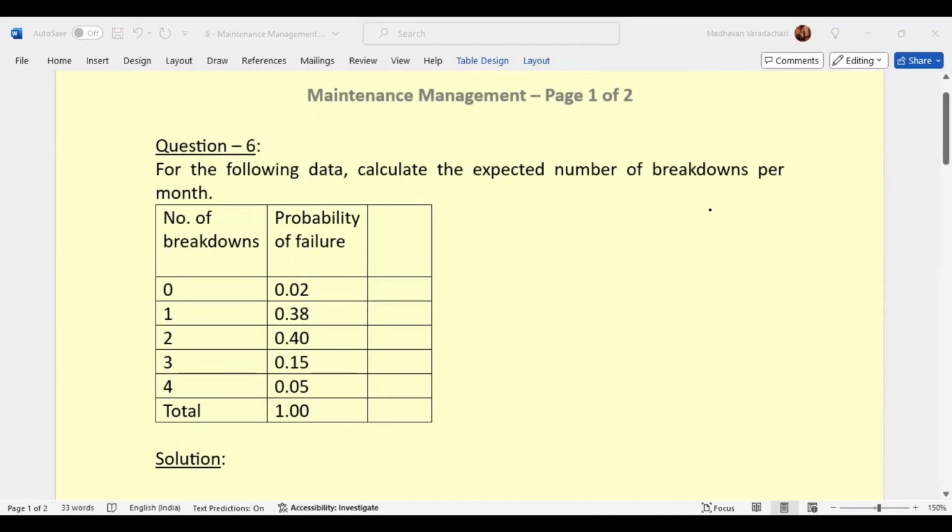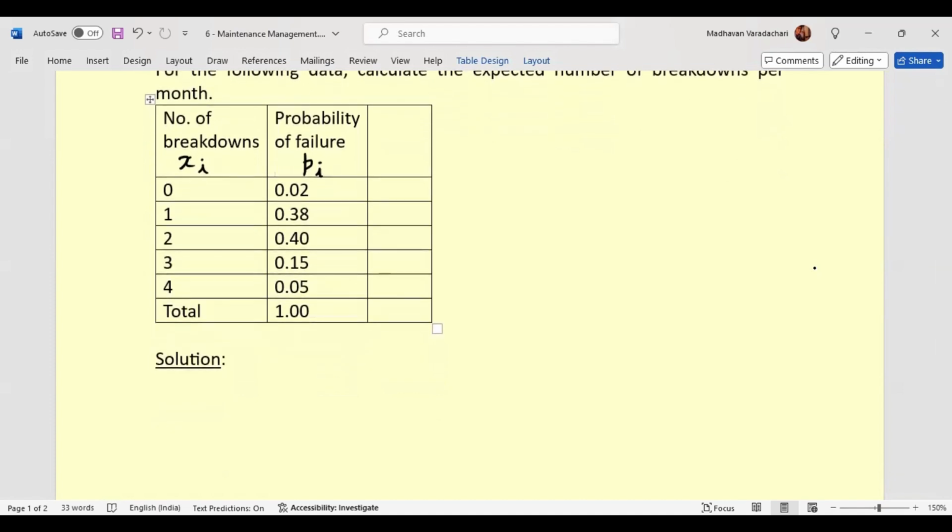This is question number 6 related to maintenance. For the following data, calculate the expected number of breakdowns per month. So the number of breakdowns, we'll consider it as variable X. And the corresponding probability, we'll consider it as variable Pi. So expected number of breakdowns can be calculated as, it's nothing but expected value, which we call expectation of X, which is nothing but summation i equal to 1 to N.